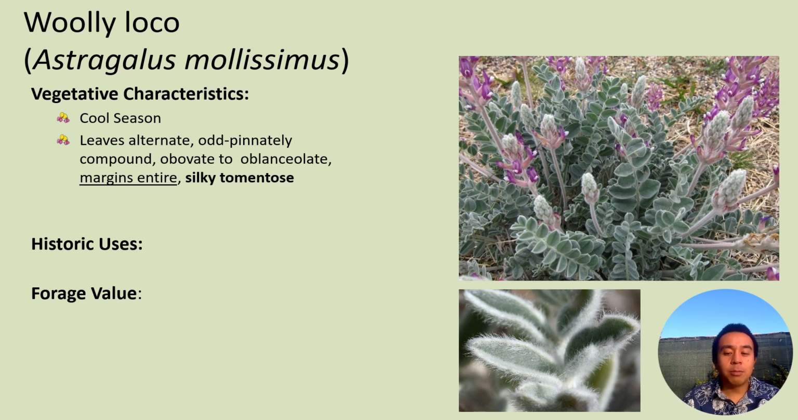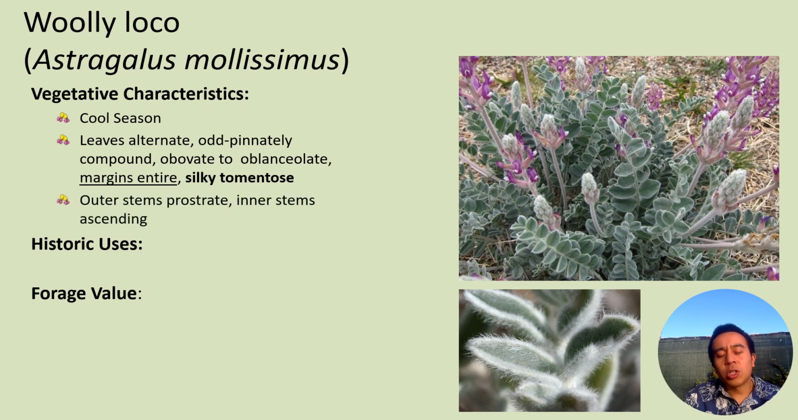In the plants themselves, the leaves are what we call silky tomentose. And so oftentimes it has a whitish or silverish color to it, and it's very, very soft. You might want to rub it on your face. The outer stems are often prostrate, which again means they grow flat on the ground, and the inner stems often grow ascending or upwards. Historically, it's known as the famous or infamous loco weed for a lot of reasons that we're about to go over on the next slide.